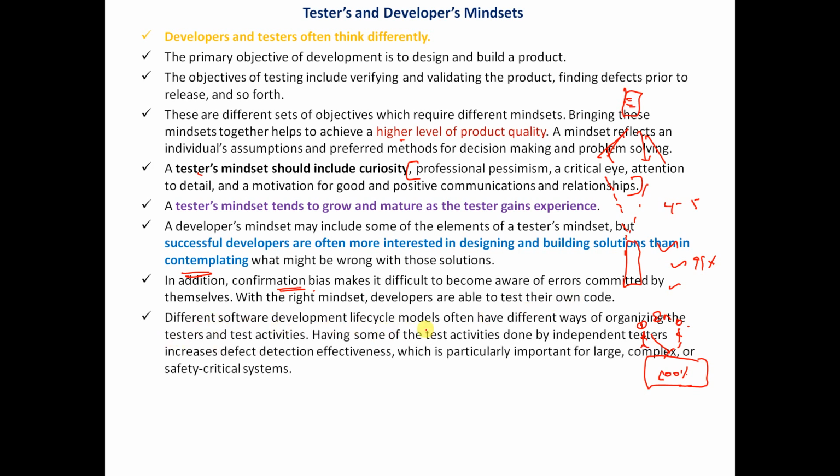Different software development lifecycle models often have different ways of organizing testers and test activities. Some of the tests are done by independent testers, which increases the defects found. This is again not an important point.